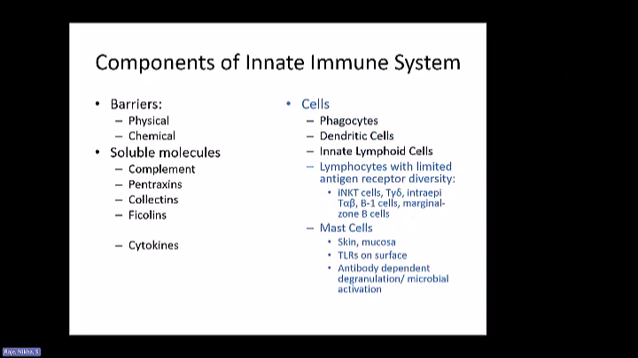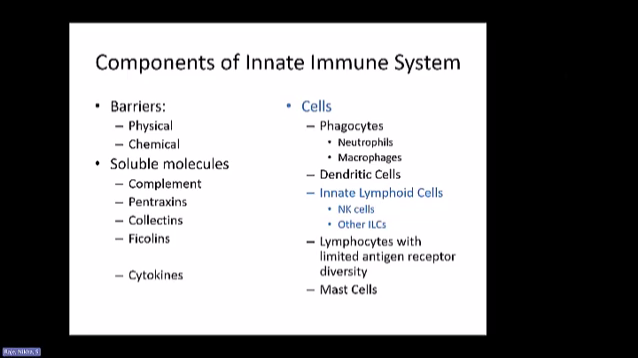Let's talk about the lymphocytes with limited antigen receptor diversity. We talked about intraepithelial lymphocytes. There are also invariant NK T cells. There are gamma delta T cells, there are B1 B cells, marginal zone B cells. All of these lymphocytes have very limited receptor diversity. Mast cells are present mostly in skin and mucosa. They have multiple pattern recognition receptors, like toll-like receptors on their surface, and they help in degranulation against some microbial activation.